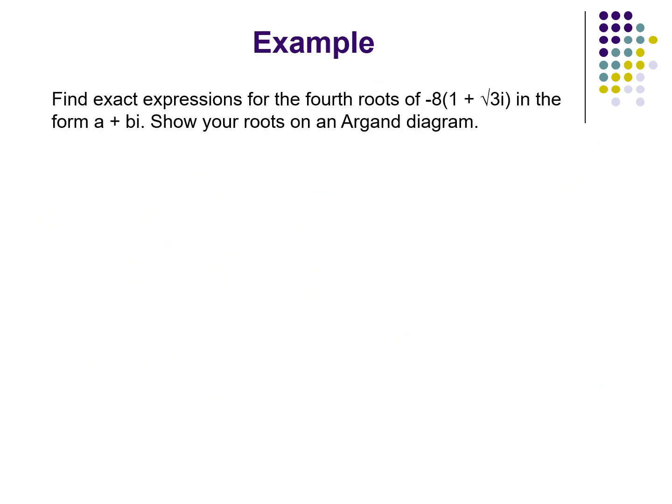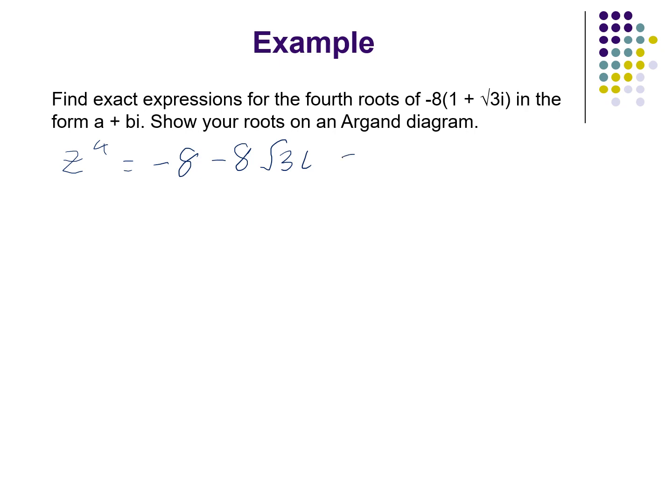What I'd like you to do is to pause this and have a go at that. All right, so it's a wordy one. It says find exact expressions for the fourth roots of that. So what you are solving is z to the 4 equals that, -8 root 3i. Okay, so pause it and have a go.